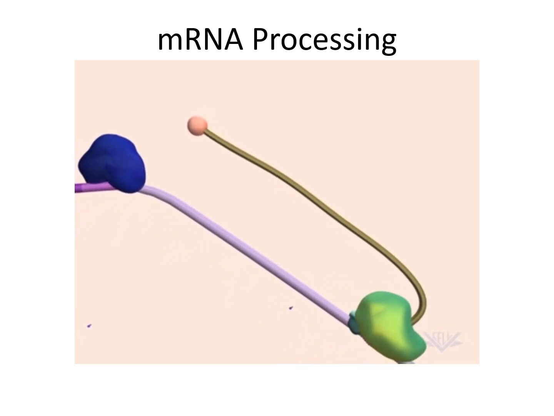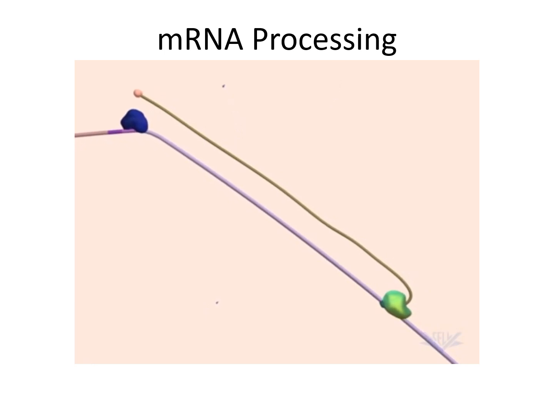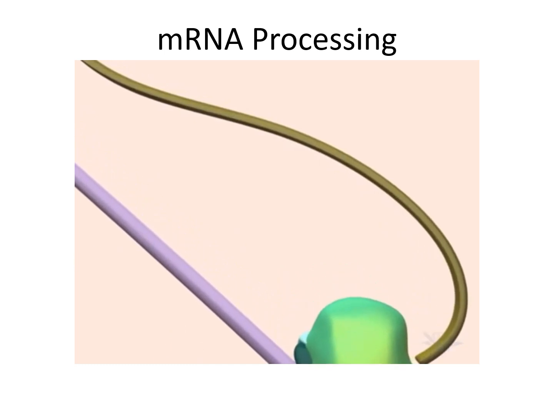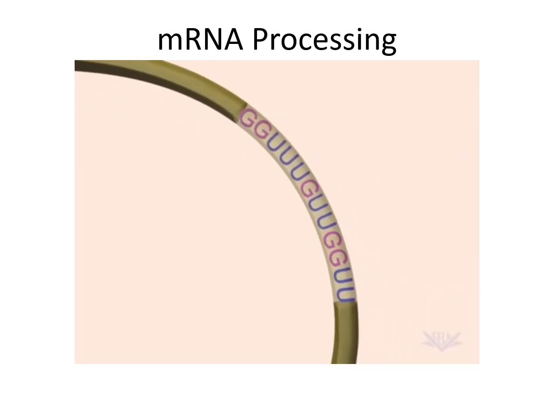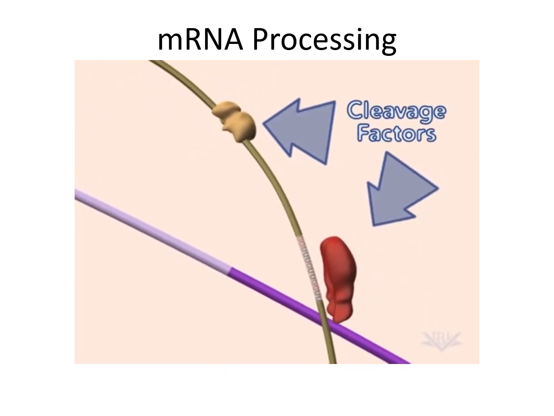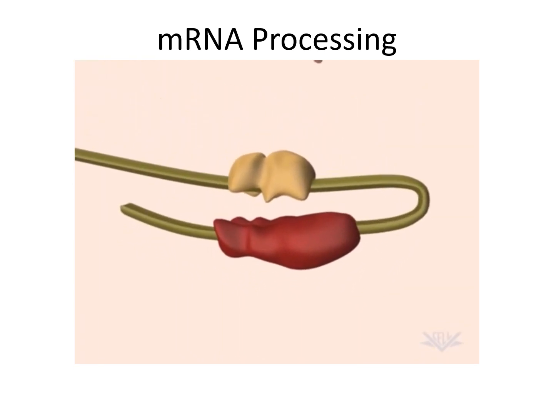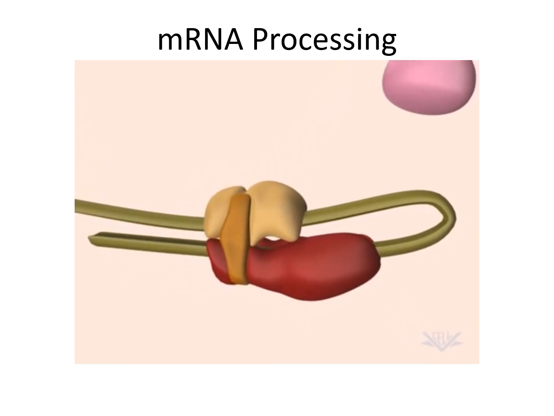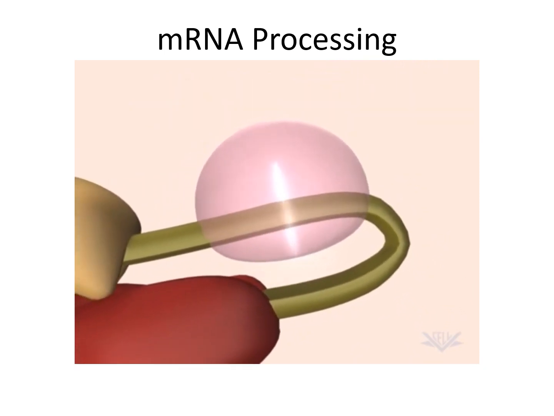Transcription then continues to completion. Following completion, RNA polymerase releases the capped strand of pre-mRNA. Specific nucleotide sequences in the mRNA are bound by cleavage factors. The 3' end of the mRNA is next moved into the correct configuration for cleavage. Stabilizing factors are then added to the complex. Poly-A polymerase now binds to the mRNA and cleaves the 3' end.